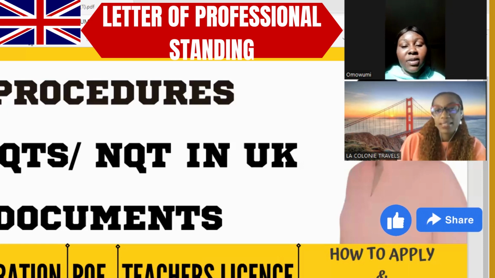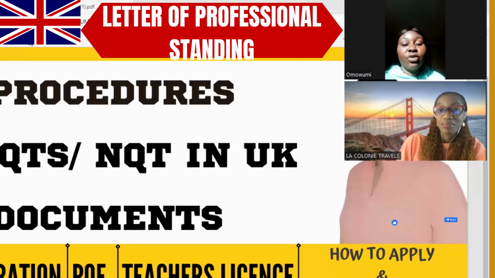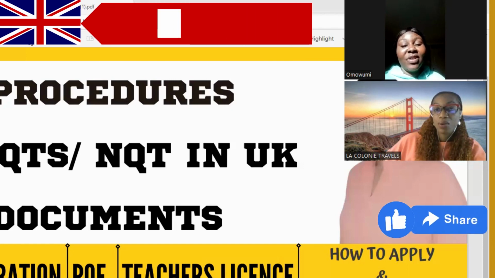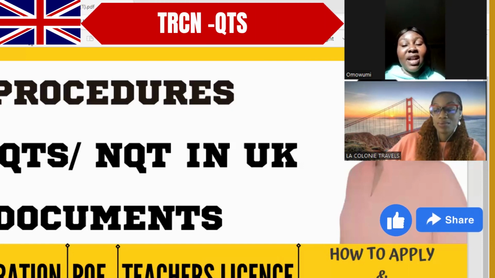So after you have submitted, they will go through this application and they will send you an email if your application is successful, with a reference number. So that reference number is what TRCN will quote when writing the letter of professional standing. All right, so that's all for how to get your QTS.